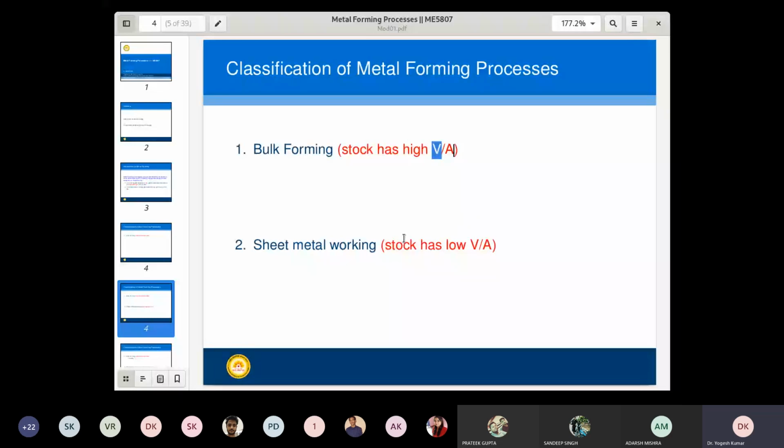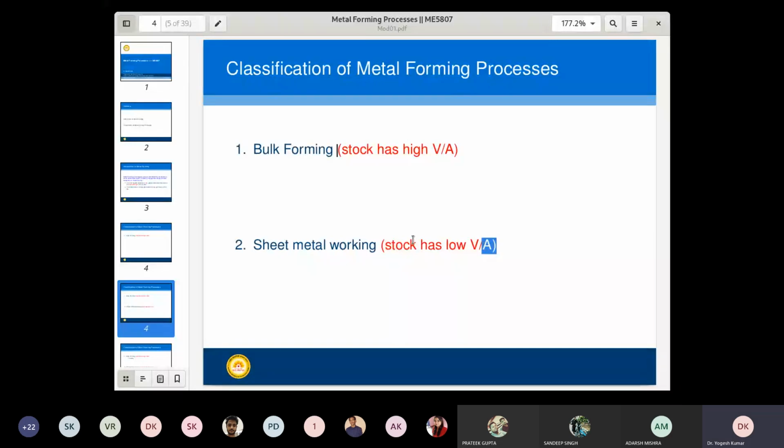Sorry, here we are talking about the stock. So the stock has high volume upon area. If we see the ratio of volume upon area in the case of bulk metal forming, it is very high, while in the case of sheet metal forming processes, because the area is very large, we can understand that if we see a sheet, the area is very large and the volume is very low.